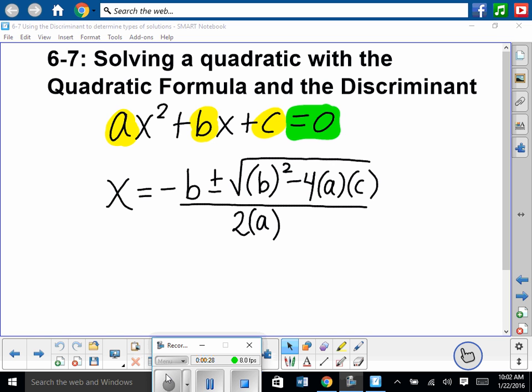We learned our little song. X equals negative b plus or minus the square root of b squared minus 4ac all over 2a. So that's what we learned yesterday.